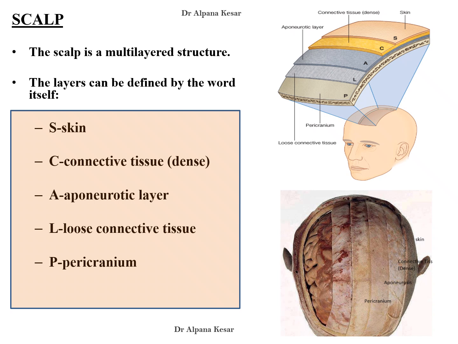Scalp is a multi-layered structure. Scalp comprises 5 layers. The word scalp itself acts like a mnemonic for the name of each of the layers. The outermost layer is skin. Deeper to that is present connective tissue, dense. The third layer is the aponeurotic layer. The fourth layer is loose connective tissue, and the fifth layer is pericranium.